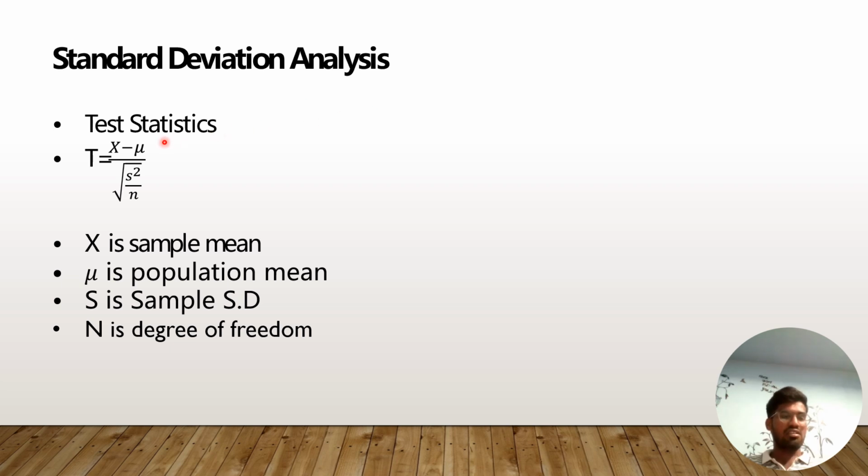Next, the standard deviation analysis, and how the formula is used. Here t equals x bar minus mu divided by the square root of s squared by n, where x bar is the sample mean, mu is the population mean, s is the sample standard deviation, and n is the sample size.